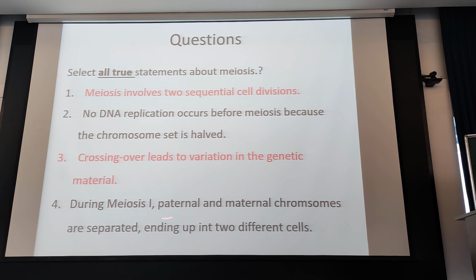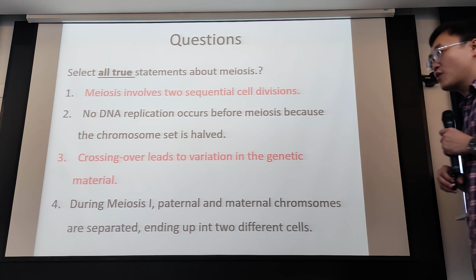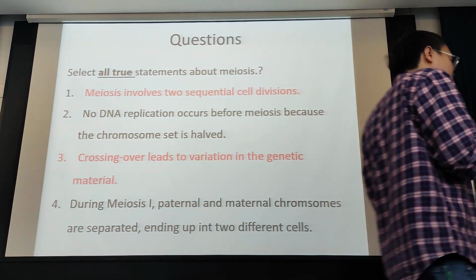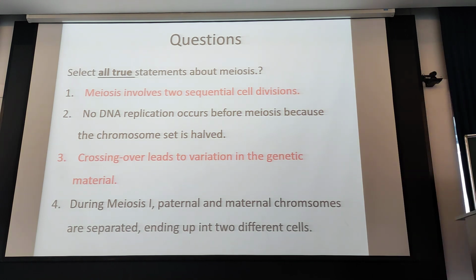And 4, during meiosis, paternal and maternal chromosomes are separated into different cells. This is wrong because in meiosis, paternal and maternal chromosomes are divided independently. So we don't know in one cell, for each chromosome pair, whether we will have the maternal or paternal one. This process is happening randomly.